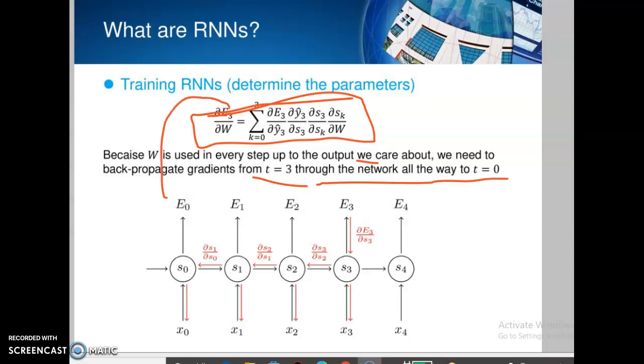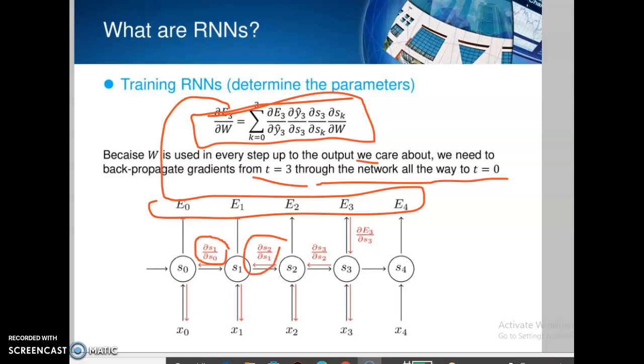So up to here: S0, S1, S2, S3, S4. Here ∂S1/∂S0, ∂S2/∂S1, ∂S3/∂S2, ∂E3/∂S3, with inputs X0, X1, X2, X3, X4.